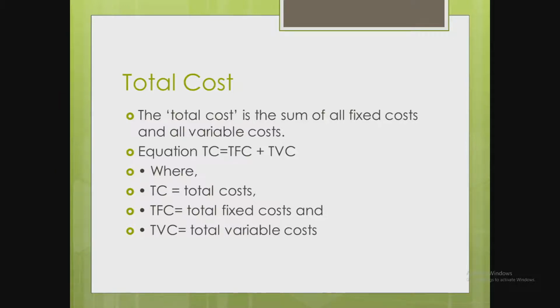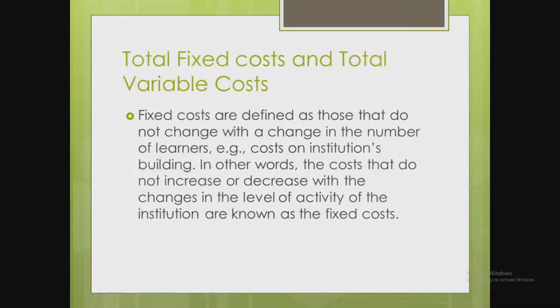TC is the total cost. This is how you count the total cost, which is total fixed costs plus total variable costs. Total fixed costs and total variable costs. Fixed costs are defined as those that do not change with a change in the number of learners. Example: cost of the institution's building. In other words, the costs that do not increase or decrease with the change of level of activity of the institution are known as the fixed cost, which doesn't change. The cost stays the same.